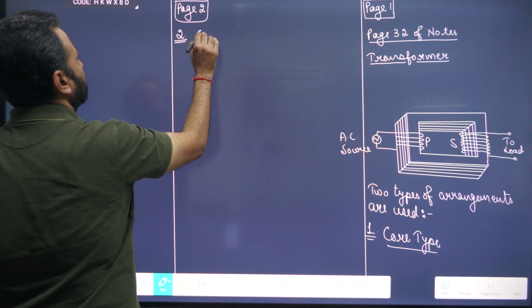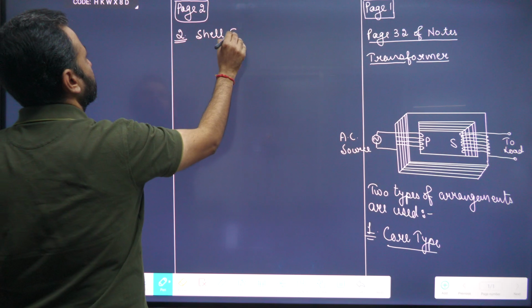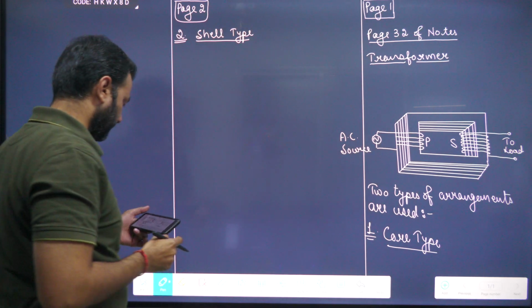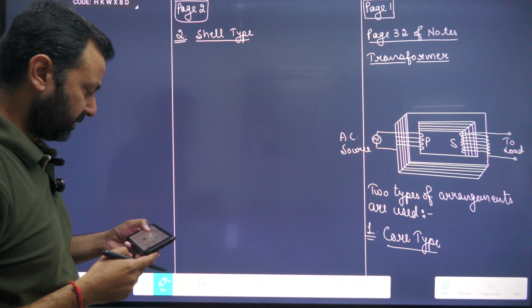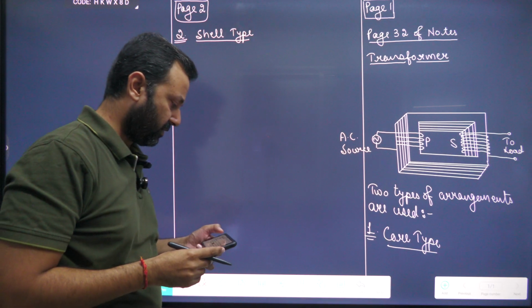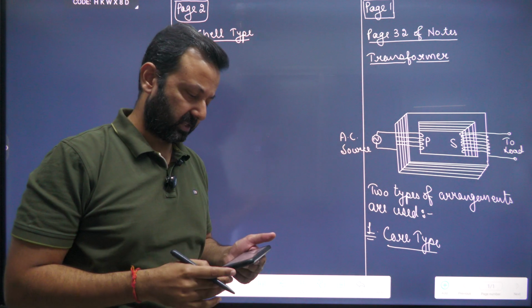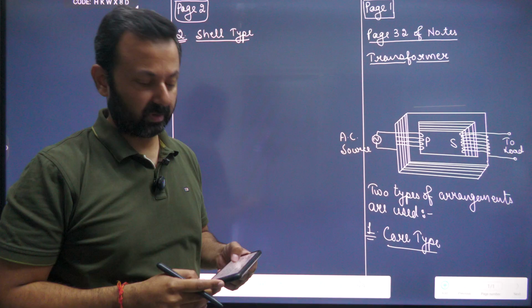shell type. Second one is shell type. In the shell type transformer, the primary and secondary coils are wound one over another on the same limb of iron core. The coils are very largely surrounded by the iron core as shown in figure B.